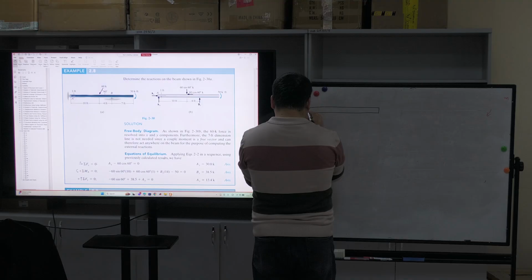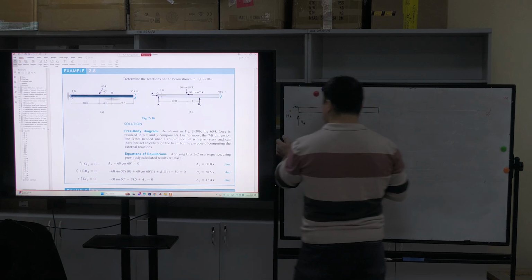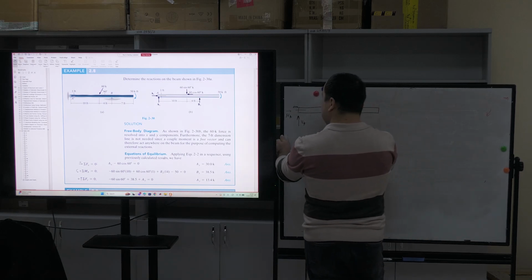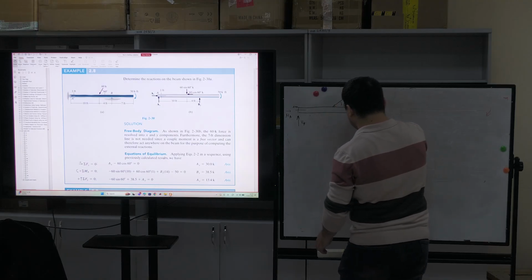The thickness of our beam is about 1 meter. Now we have a force VA and we have a force HA. Here my force P is acting in this direction. P force is equal to 60 kilonewtons with an angle of 60 degrees.